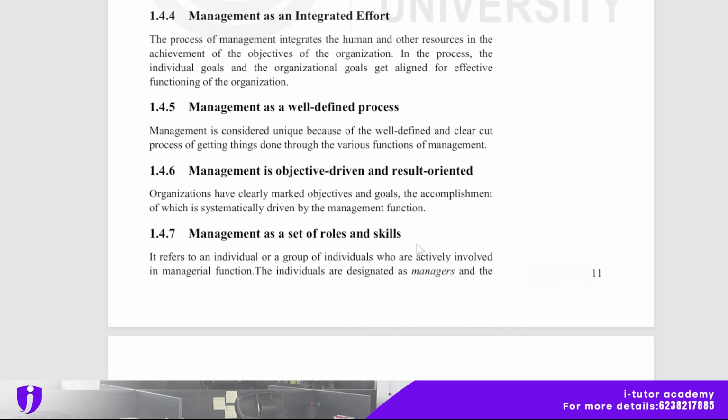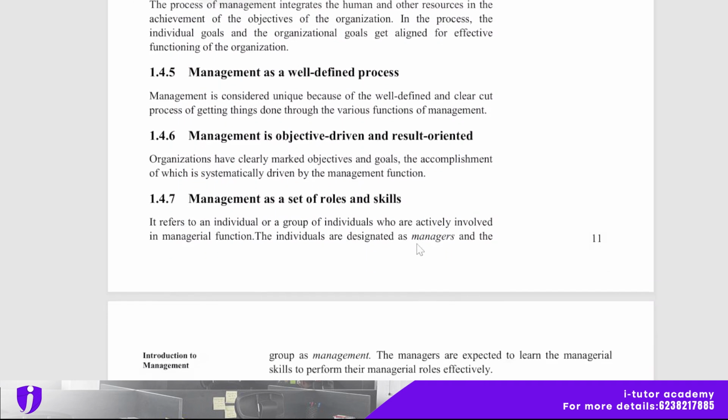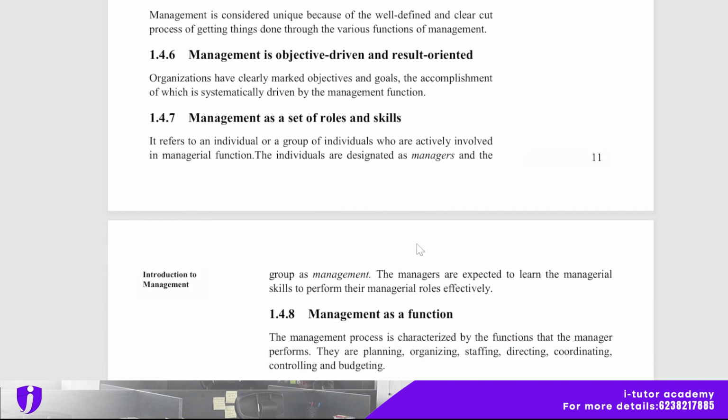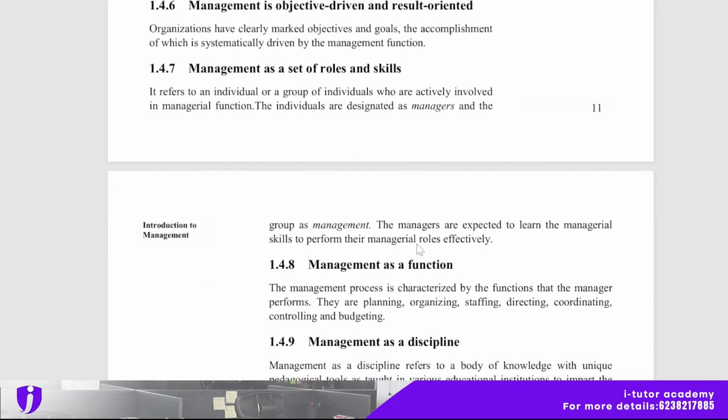And the fifth one is management as a well-defined process. It is considered unique because of the well-defined and clear-cut process of getting things done through the various functions of management. And the sixth one is that management is objective driven and result oriented. Organizations have clearly marked objectives and goals, the accomplishment of which is systematically driven by the management function. There is one specific objective and it is a result-oriented process.